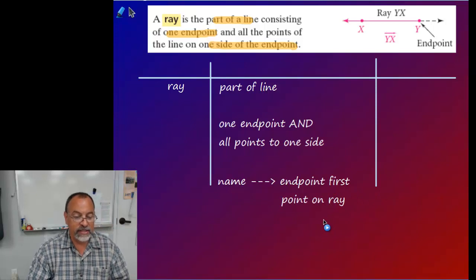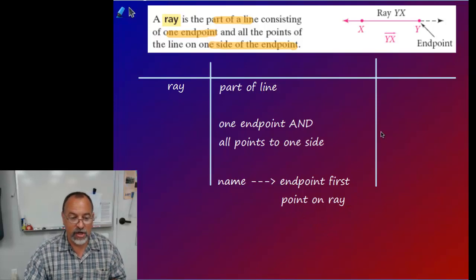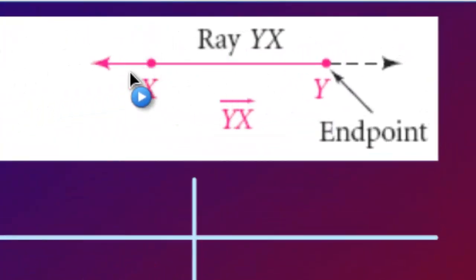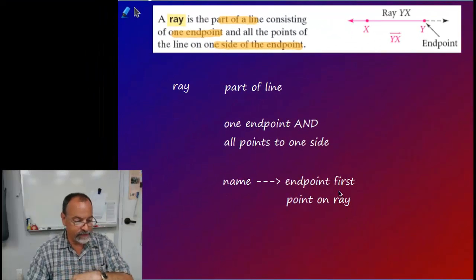Another thing about naming the ray is that the second point that we're going to use is a point that is actually on the ray. Again, if we look up here at our example, X is on the ray. We're looking at the ray that goes to the left here. All these points to the left. I can use any point over here that's on the ray. In this case, the only point that they give me is X, so I have to use X. So the endpoint is first, and then any other letter that's on the ray in order to name it. That's the second thing.